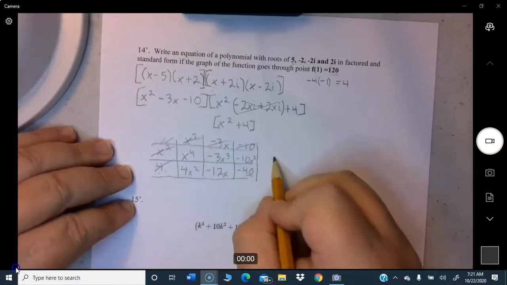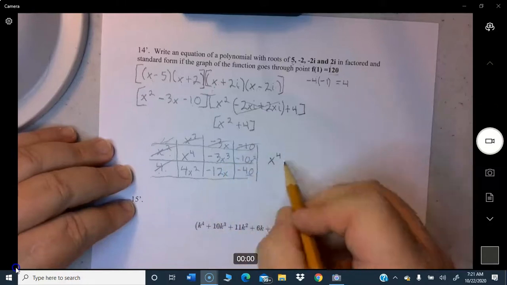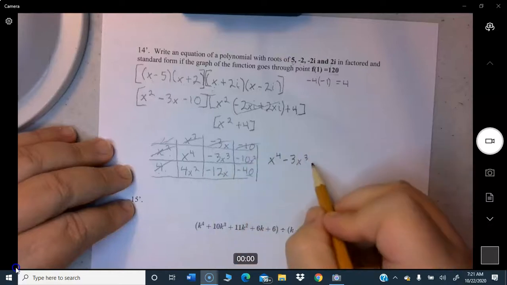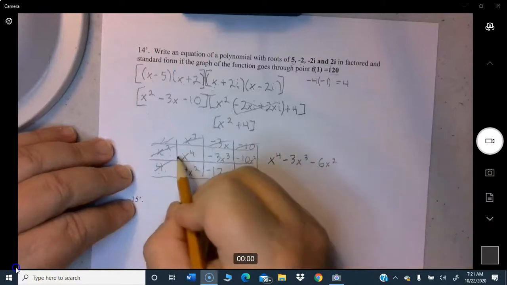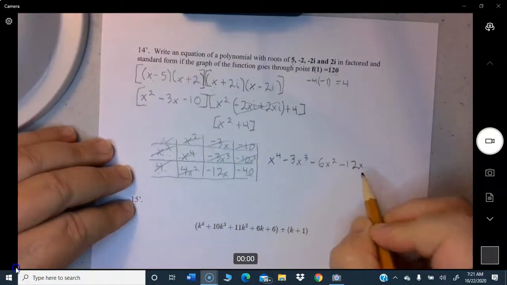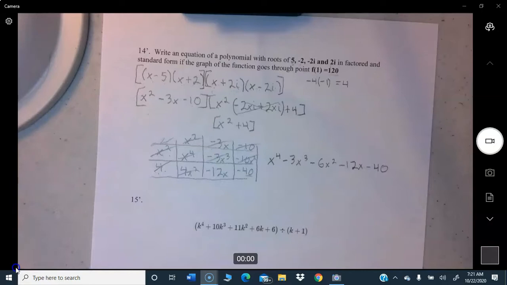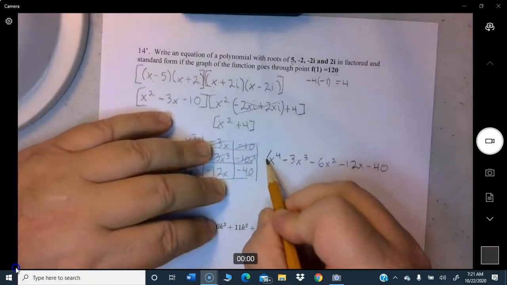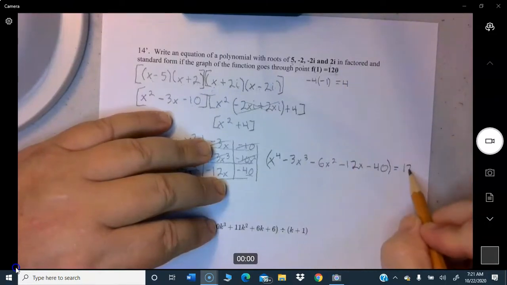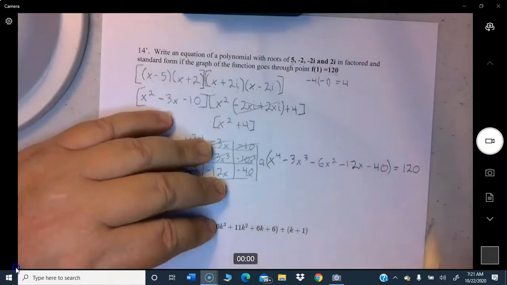So you have x to the 4th, that's the only x to the 4th term you have. You have negative 3x to the 3rd, that's the only x to the 3rd term you have. 4x squared minus 10x squared is going to give you negative 6x squared. And I should cross these out as I use them. Negative 12x. Negative 40. Okay, so what they're saying is that if I put a 1 in here, I should end up with 120. If I don't, I have to multiply it by some factor a to make that happen.